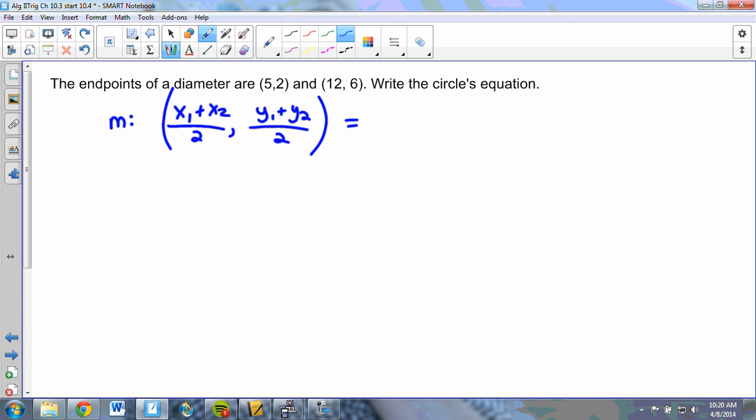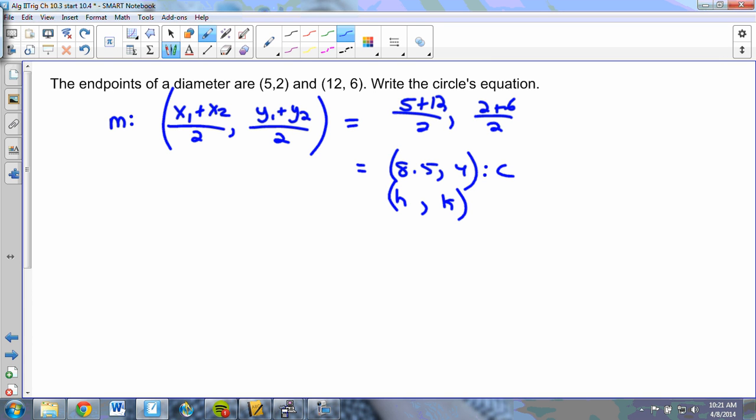That'd be fine. So I do 5 plus 12 divided by 2, comma, 2 plus 6 divided by 2, and that gives me 8.5, comma, 4. That is the center, which means that that's h and that's k. Now I've got to find the radius.